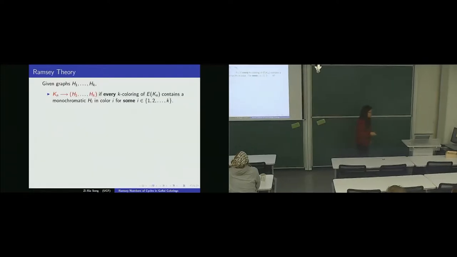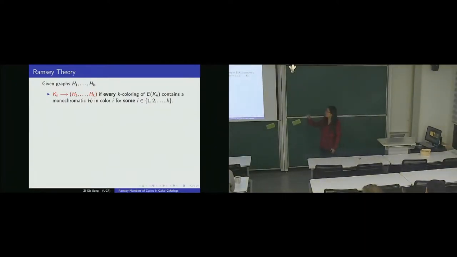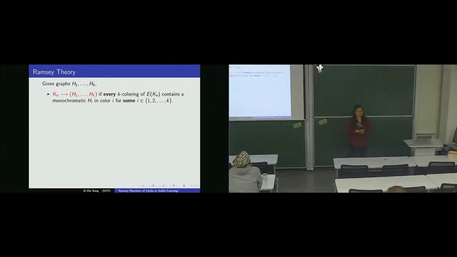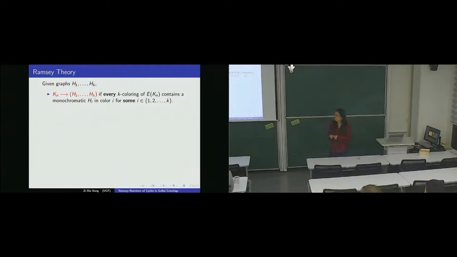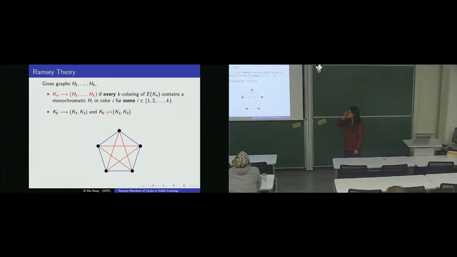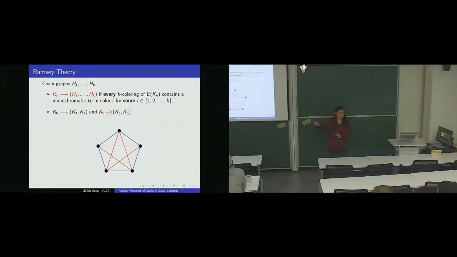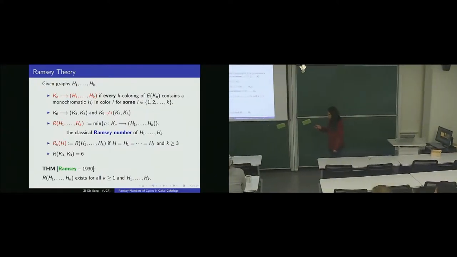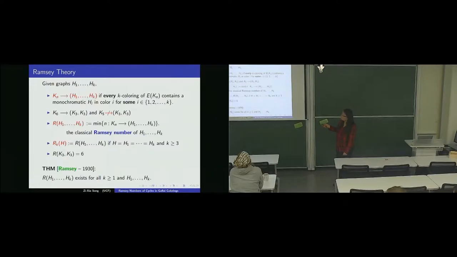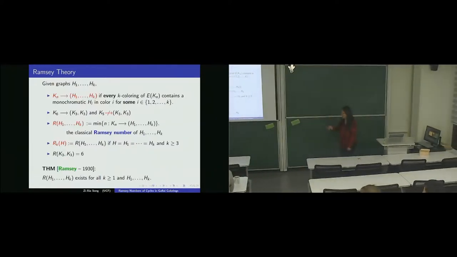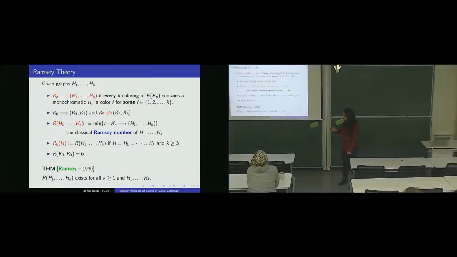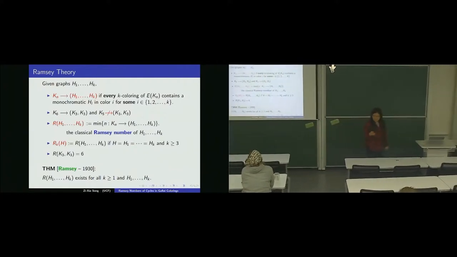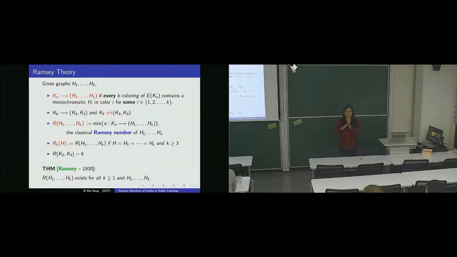We use the standard notation whenever we talk about Ramsey numbers. K_n arrows H_1 through H_k means that no matter how you color the edges of the complete graph on n vertices with k colors, you have to see a monochromatic copy of the subgraph H_i for some color i. The previous example shows you that K_6 arrows K_3, K_3, but K_5 does not. And we use this standard notation for Ramsey numbers: the minimum n so that this arrow holds. Ramsey proved back in the 1930s that this number always exists, given any graph. Now you know the definition.